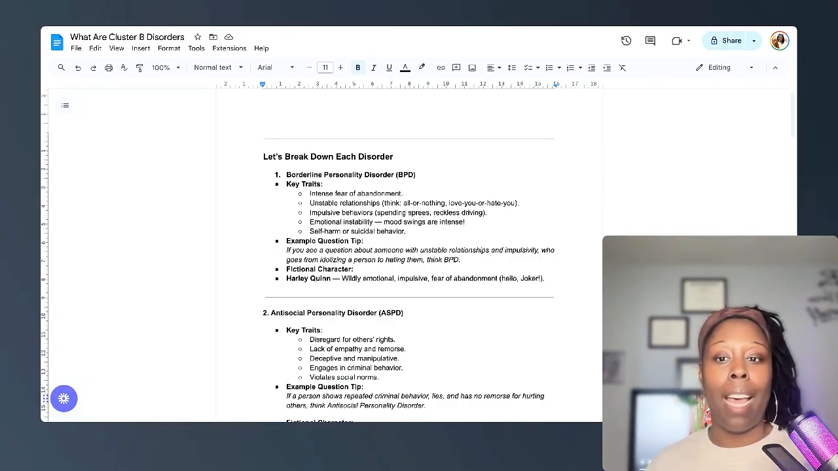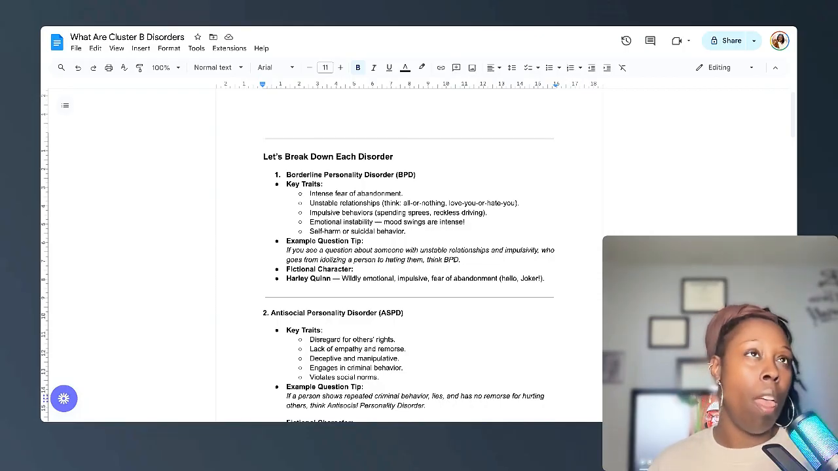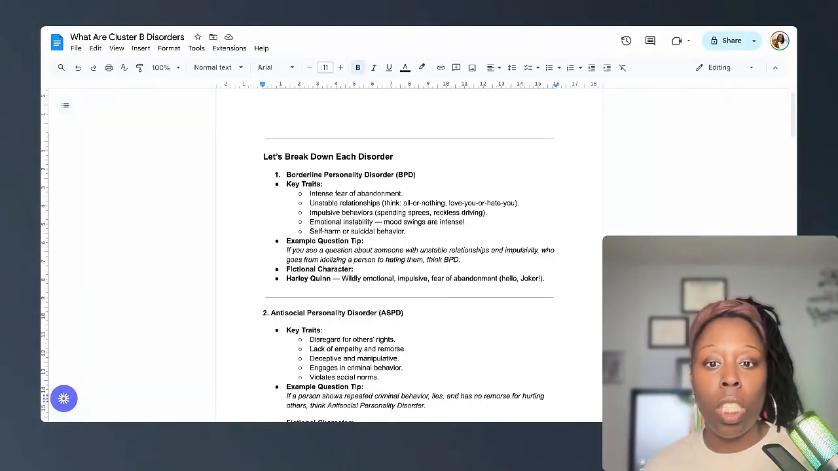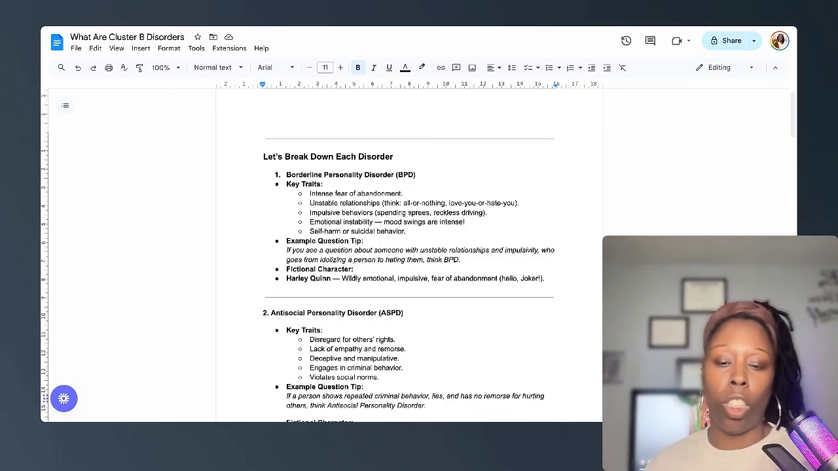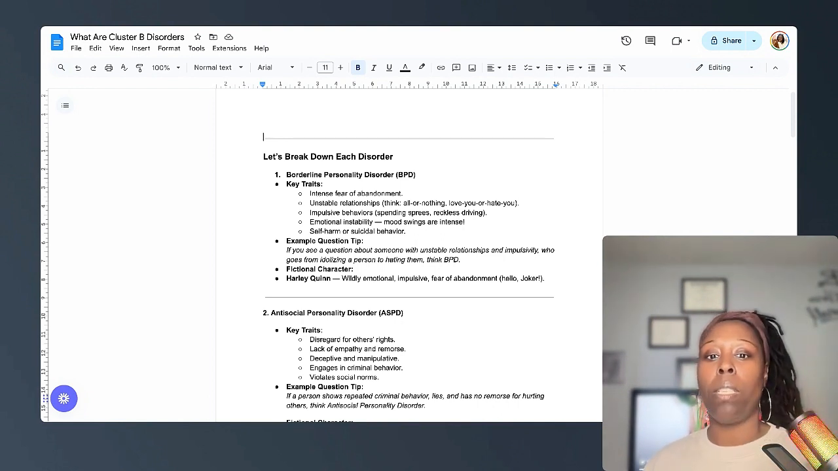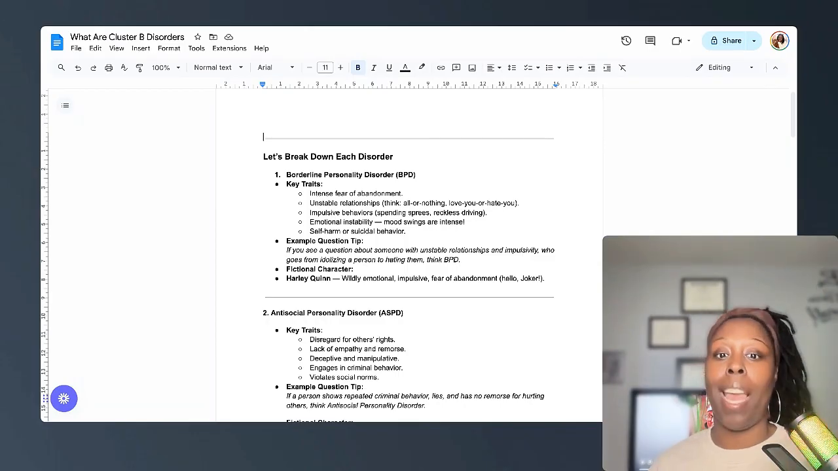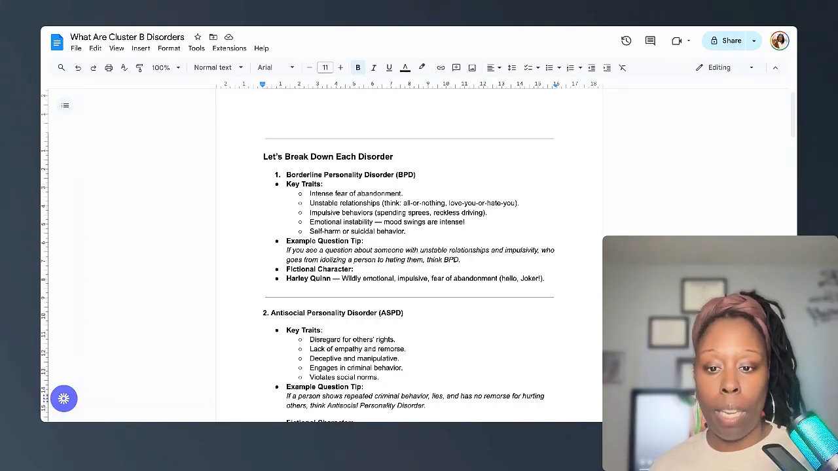These are individuals that have an intense fear of abandonment. They have unstable relationships. They think all or nothing, like a love-you-or-hate-you relationship. They're very impulsive, so you'll see spending sprees and reckless driving. Sometimes they're hypersexual. There's a lot of impulsivity with borderline personality disorder. They also have emotional instability, with mood swings where things become pretty intense, and they have a history of self-harm or suicidal behavior.